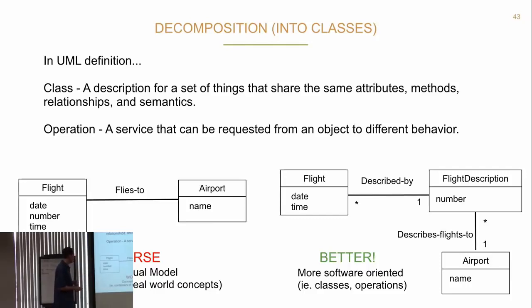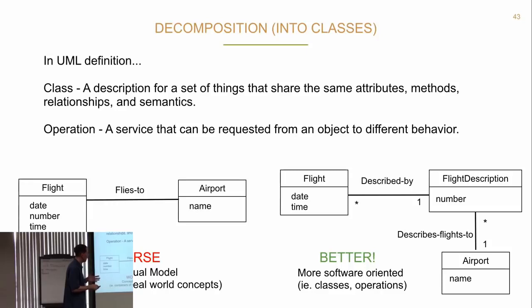All right, so this is more of the conceptual model here. I've got a flight with a date, number, time it flies to, an airport, and a name. Those are two potential classes, right? We want to get a little bit more concrete with this. We want to get more software oriented at this point. And so call out your classes and operations.